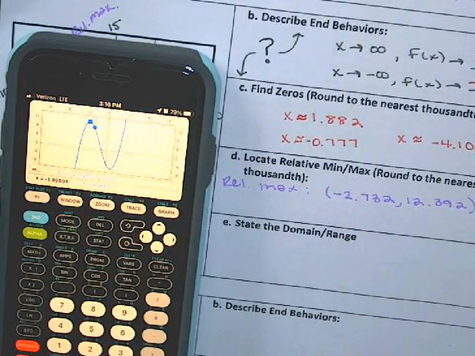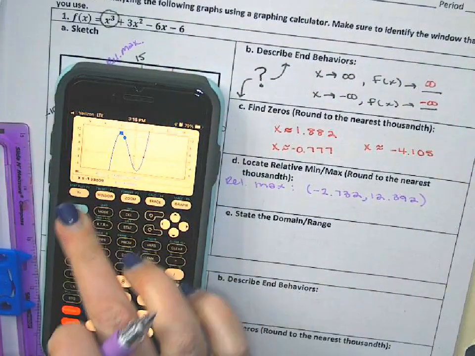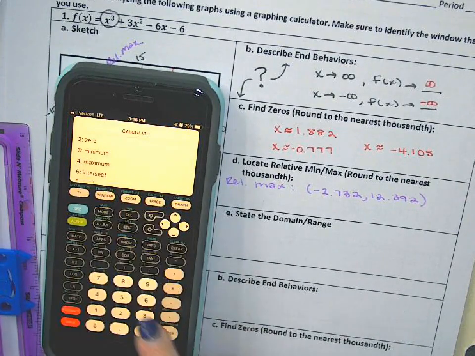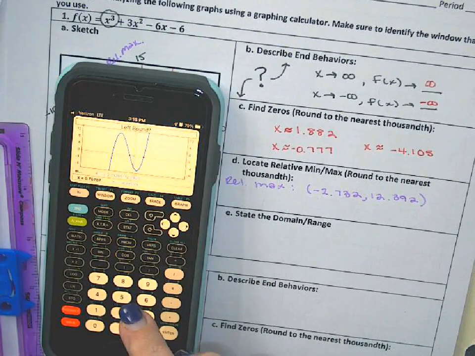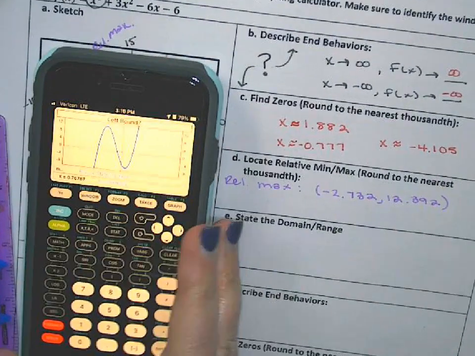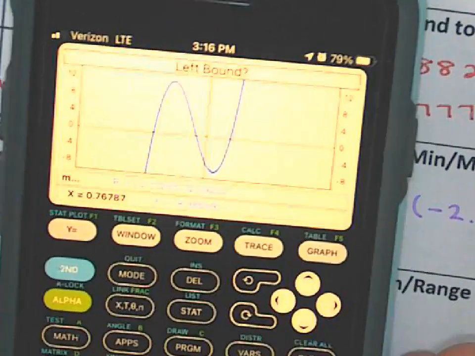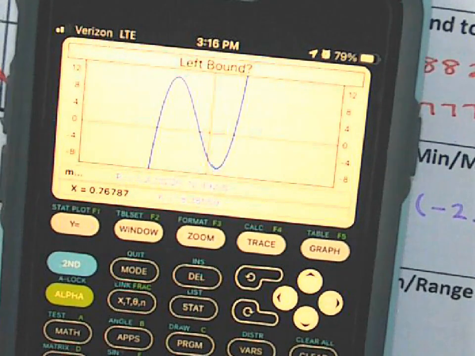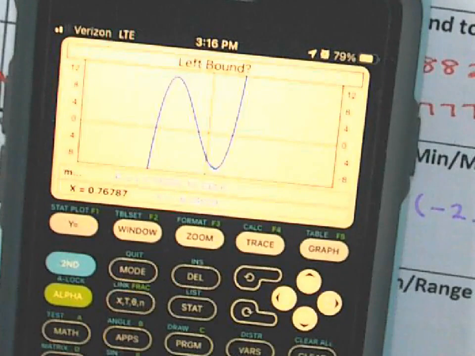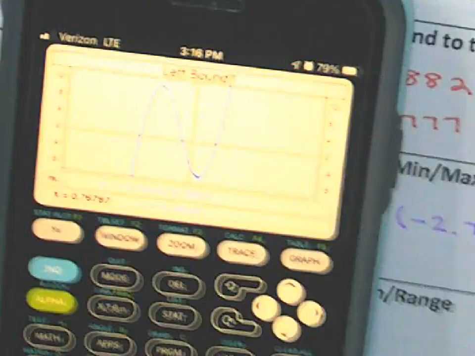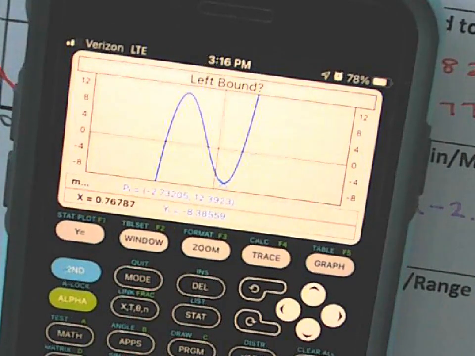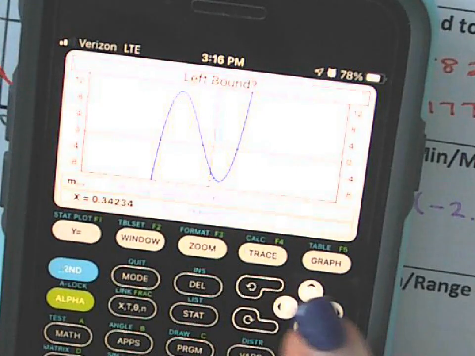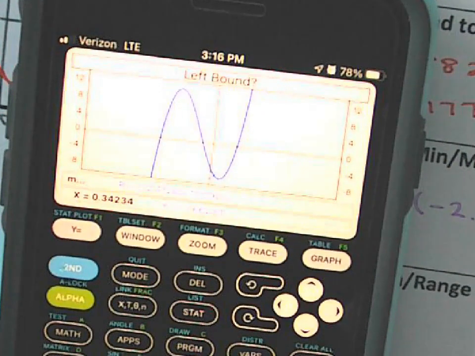Now we're going to do the same thing, but this time we're going to click on minimum. So second, calculate. This time is a minimum, so I'm going to click 3. Looks like about there's where my minimum is. Zoom in for you. So I use my left and right arrows. Sorry, let me see if I can get this to focus better. There we go. A little bit better. So you can see that there's an X right here.